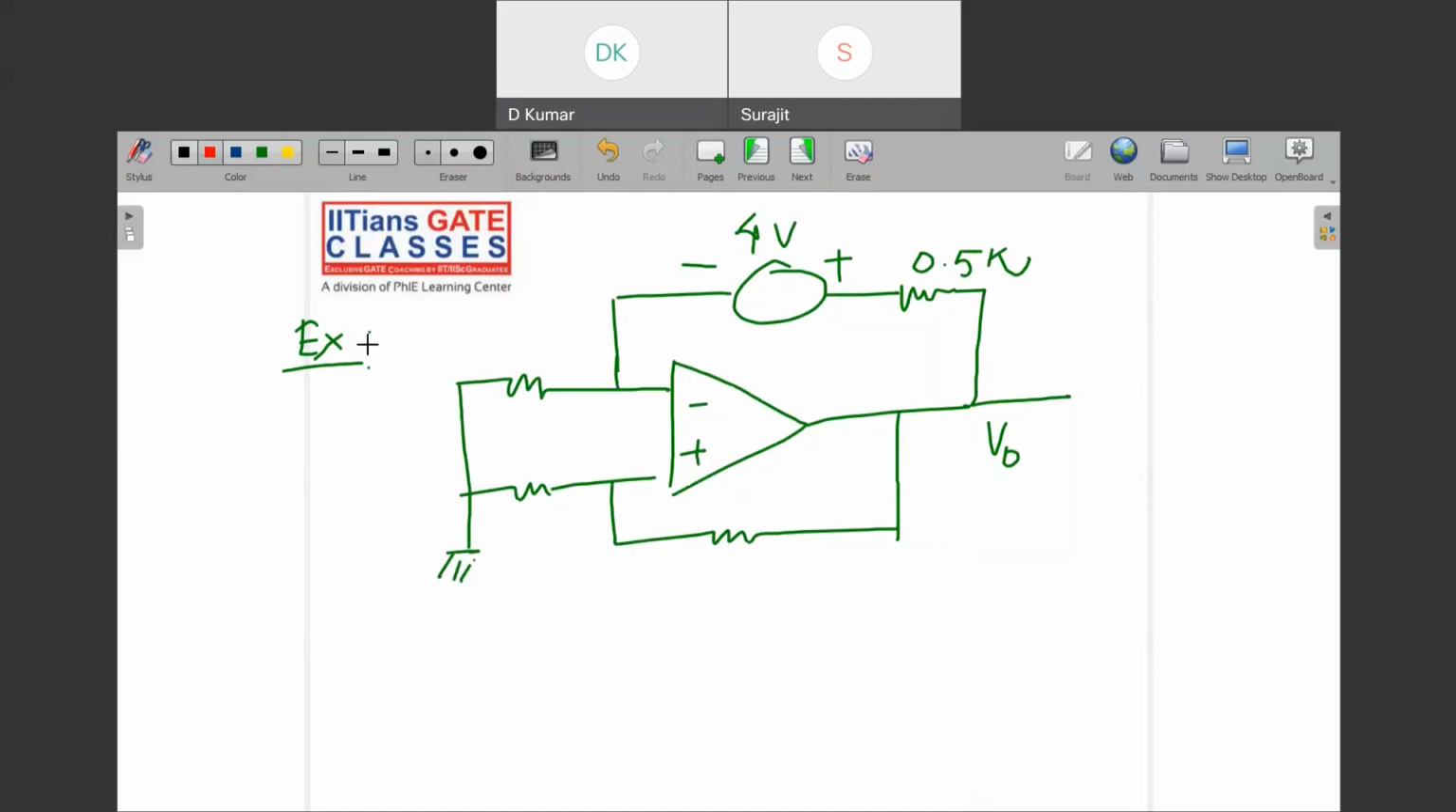Let me put in the corresponding resistances. This is 5K, this is 2K, and this is 3K. This is 3K, right? So please solve this kind of question. And the op amp is ideal. You have to find the output, this one. The op amp is ideal.